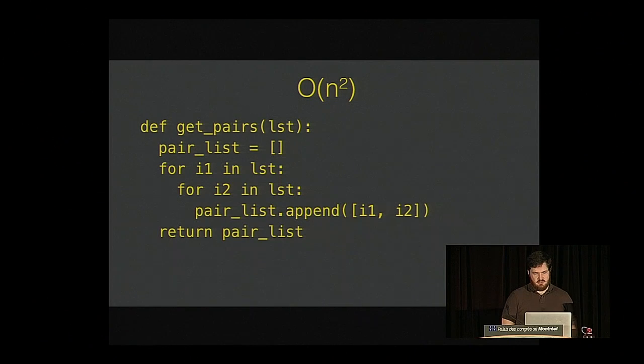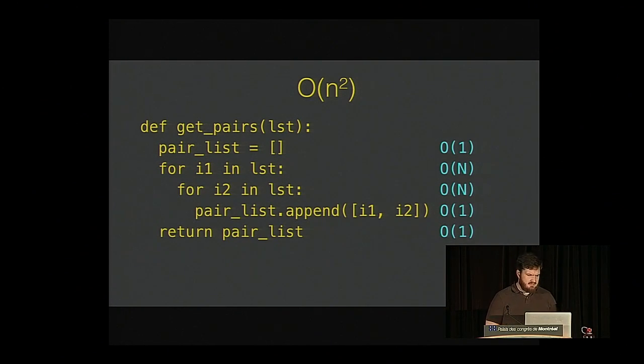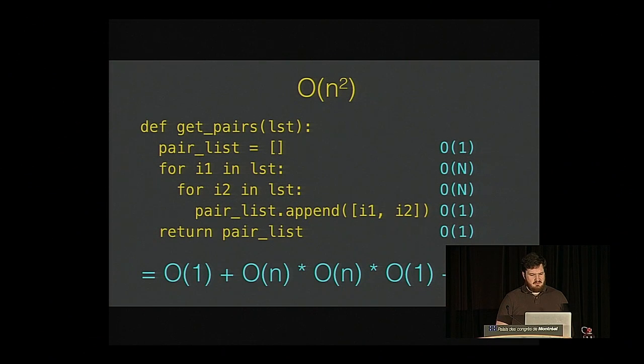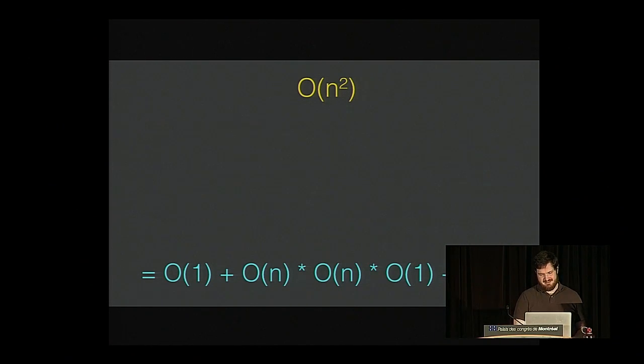Okay, so the next one of these is O of n squared. This will make a list of pairs from a list. So this is a doubly nested for loop, and this is the big O for that. So as I said, for loops are O of n, and generating a list is, we'll call that O of 1, and returning O of 1 and appending O of 1. Once we add all these up, in algebra terms, we get O of 1 plus O of n times O of n times O of 1 plus O of 1, which is, again, a pain to say.